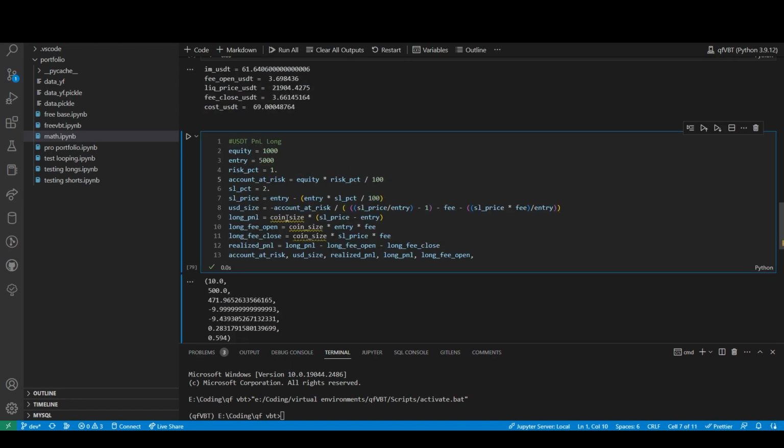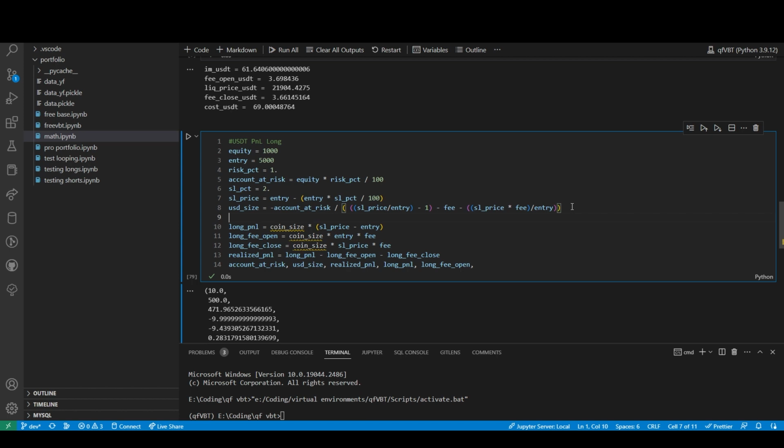boom, and now we do not need, do we need coin size? I think we do need coin size still. So coin size equals USD size divided by entry. And look at that. Boom, bam, and boom.